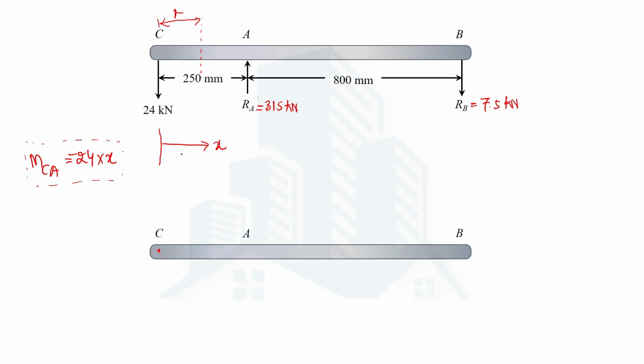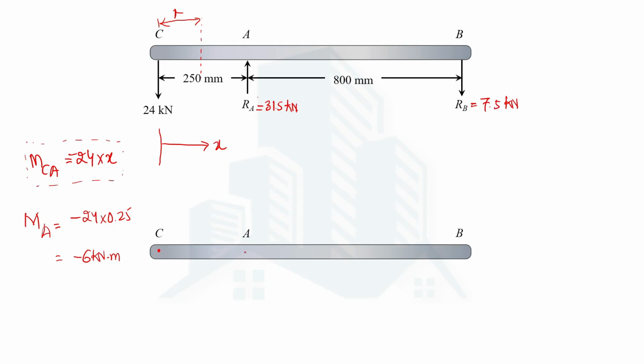This equation is valid up to point A, and at that point we have the value of x as 250 millimeter or 0.25 meter. So if we want to calculate moment at point A, then it will be negative 24 multiplied by 0.25. On doing calculations, it will be minus 6 kilonewton meter.